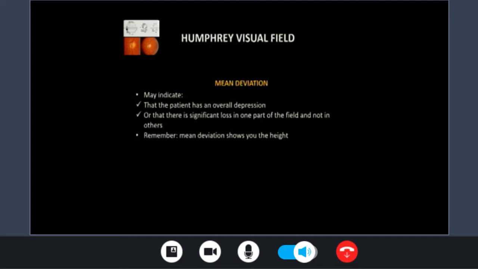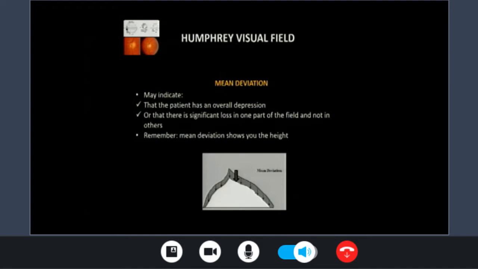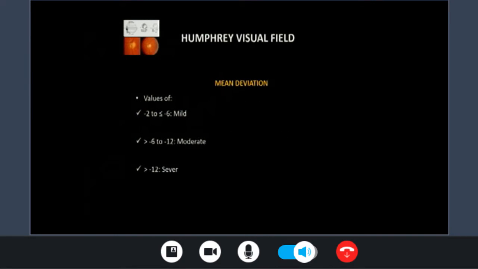So keep in mind that mean deviation will tell you the deviation of the patient from his peers. So it will give you the height. So it might indicate that the patient is having an overall depression or very significant loss, as we mentioned before, in one part. And we can use actually the mean deviation to tell us about the severity of the disease once we correlate it with the pattern standard deviation. So a mean deviation of -2 up to less than or equal to -6 will tell us that the patient is having mild visual field change. -6 up to -12, moderate, and -12 and more is severe visual field change.